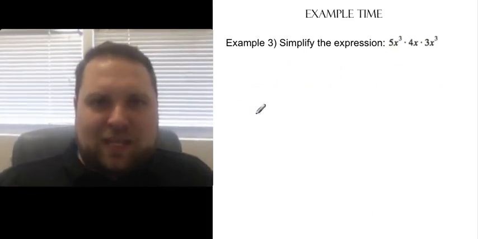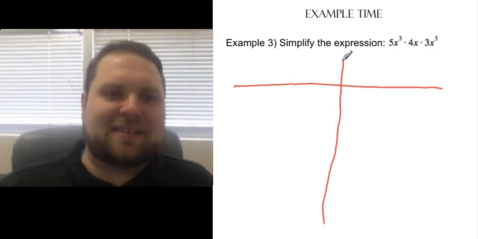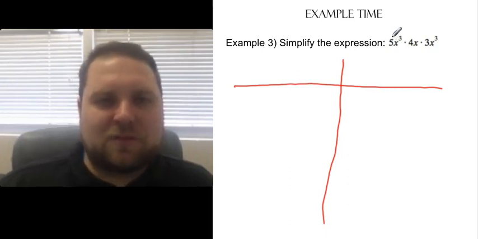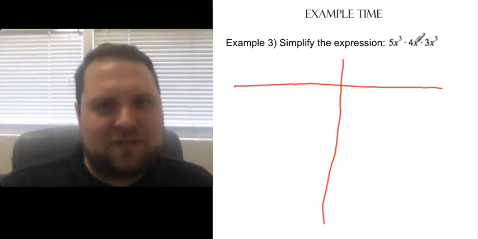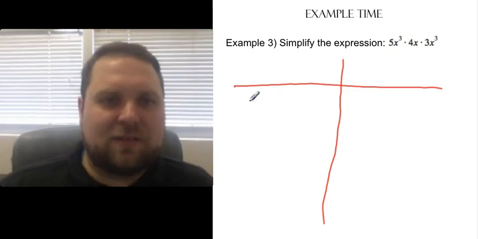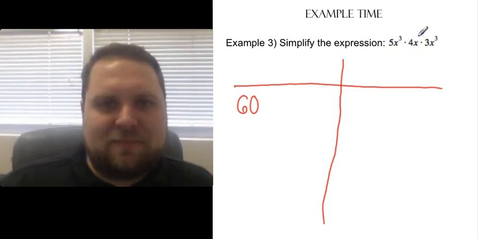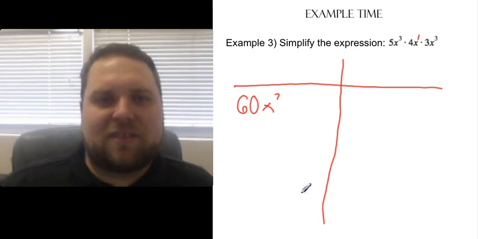So example 3, now I have 3 items that I'm multiplying together, but it turns out it doesn't matter. I do it the same way. Multiply all the coefficients. 5 times 4 times 3. If you don't want to do that in your head, feel free to use the calculator. But 5 times 4 is going to be 20. 20 times 3 is going to be 60. All the variables are the same. There's no exponent there, so I can make that a 1. 3 plus 1 plus 3 is 7. So this is 60 x to the 7th power.